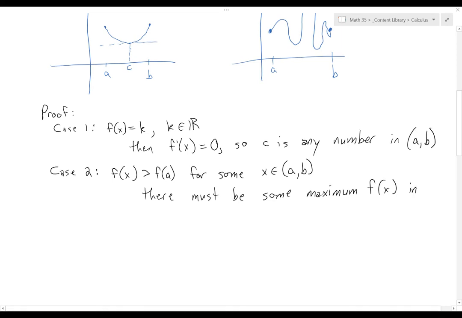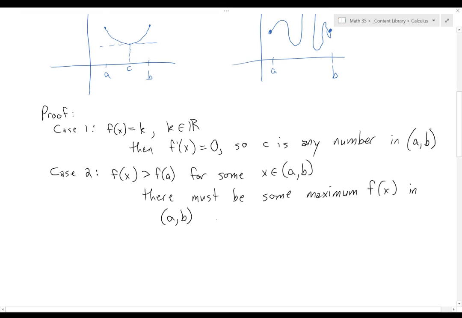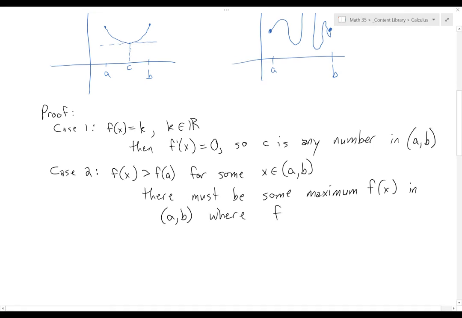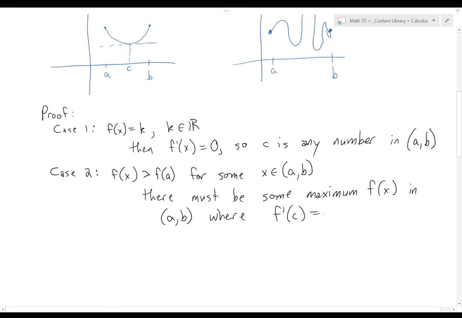So if we can find any value of x in that interval that has a higher associated function value than a and b, there must be some maximum f(x) in the interval a to b. And the reason we know there has to be a maximum is it has to come back down, and it's continuous and differentiable the whole way along. So at no point can it start shooting off to infinity. Somewhere there has to be a boundary. There must be some maximum, and that is where f'(c), for example, would equal zero.